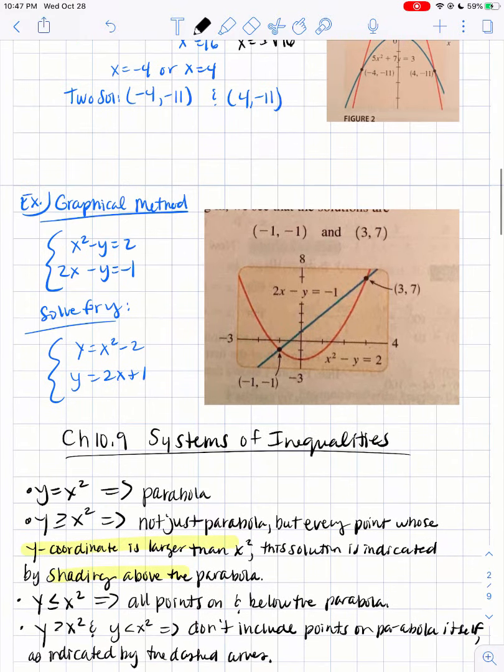Okay, our graphical method. I have x squared minus y equals 2, and 2x minus y equals negative 1. I go ahead and solve for y, so I get y equals x squared minus 2, and y equals 2x plus 1. You could graph this on your graphing calculator or Desmos, but here I have an image of that. I can see the solutions are going to be the points of intersection. So our solutions are (negative 1, negative 1) and (3, 7).